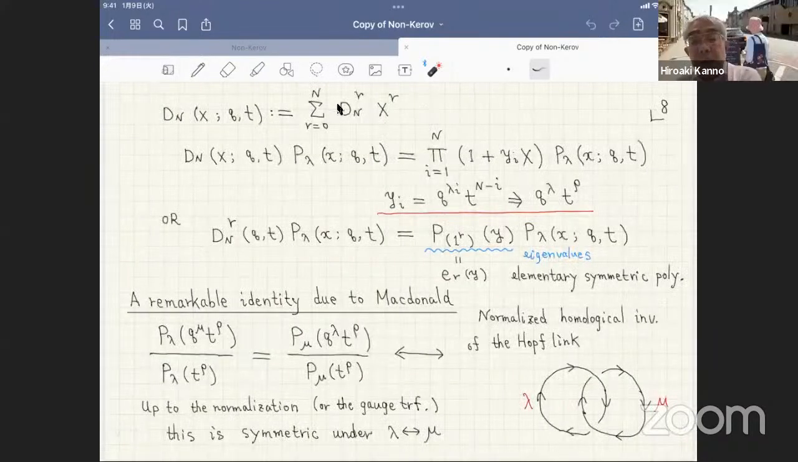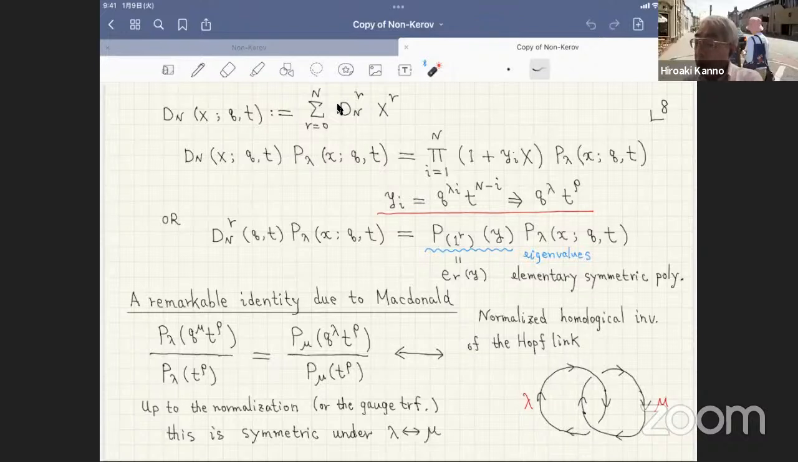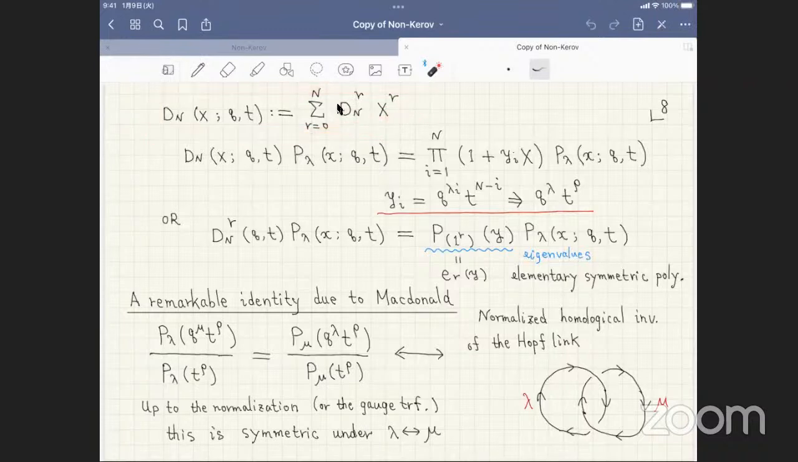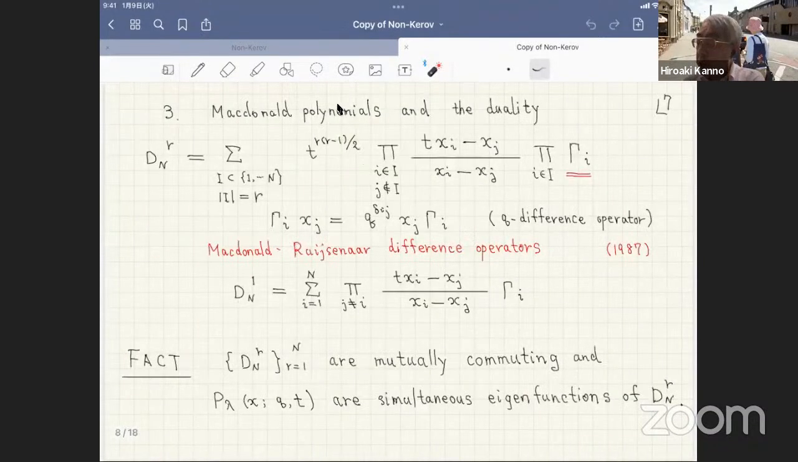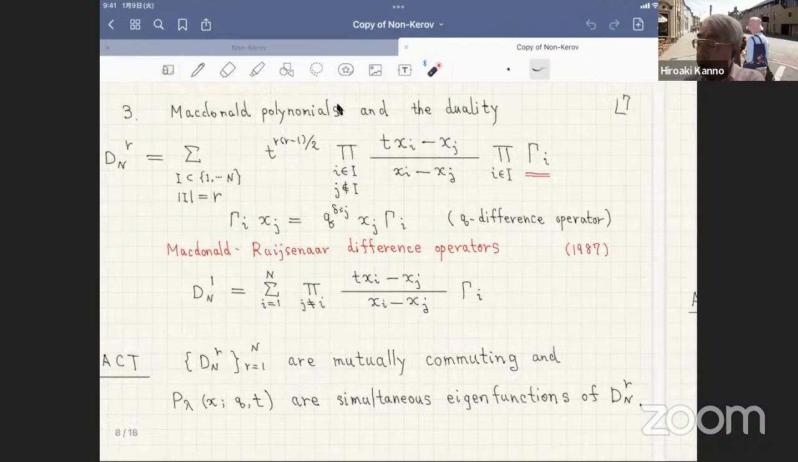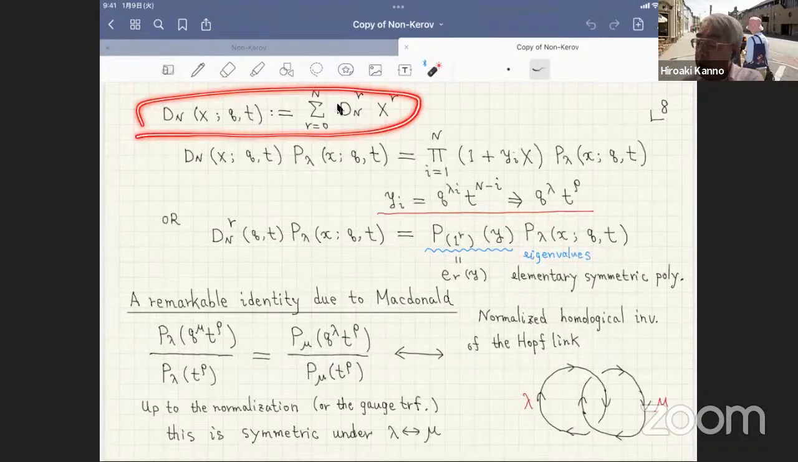Let me explain so-called bispectral properties of Macdonald polynomials. For that purpose, let me construct some generating function of these q-difference operators. So I introduce some indeterminate capital X and combine them in the form of a generating function.